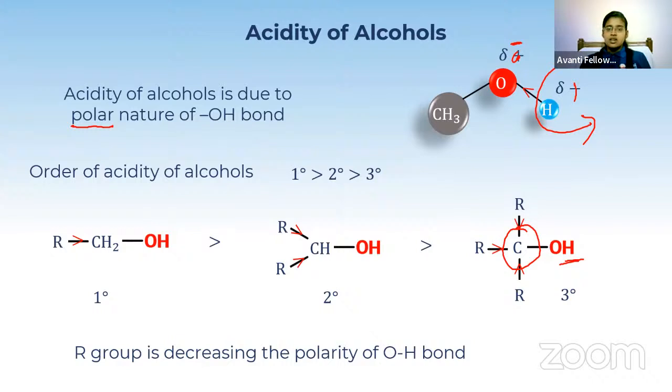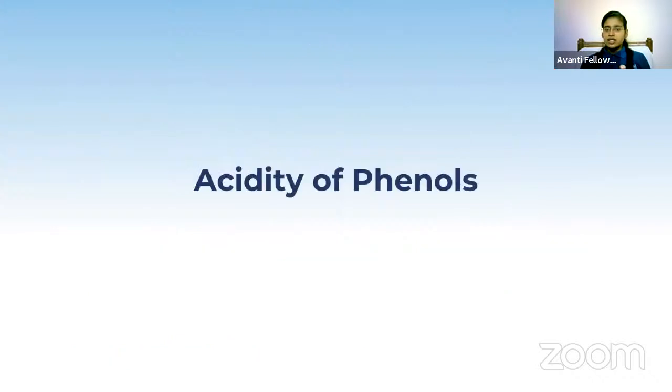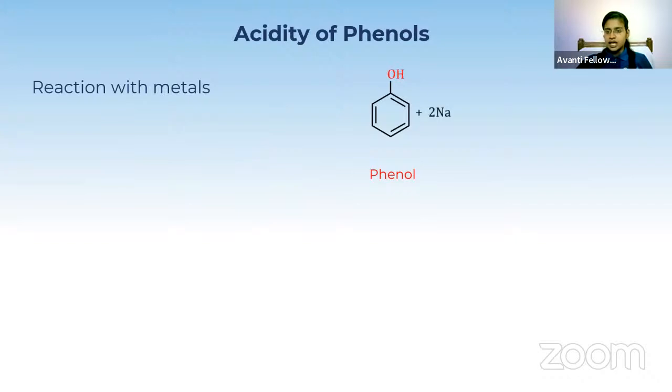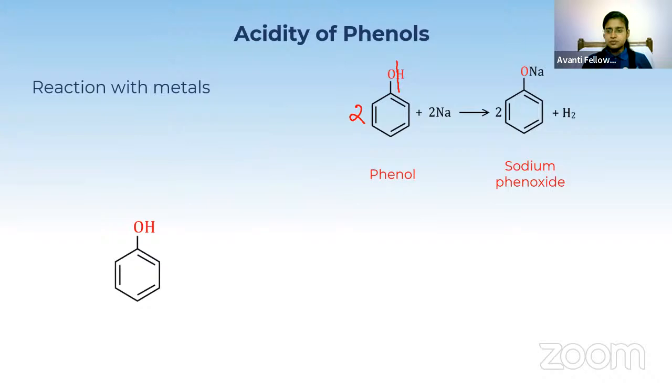Got it? So next we will talk about the acidity of phenols. Here also I am going to take the reaction with metal. So you all know that C6H5OH is phenol and I am going to treat this phenol with sodium metal again. So 2 moles of phenol will react with 2 sodium. Here also the OH bond will be broken down and we will get the sodium phenoxide compound. Okay, clear? So sodium phenoxide means O minus Na plus.